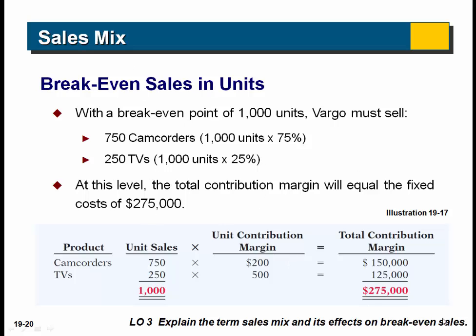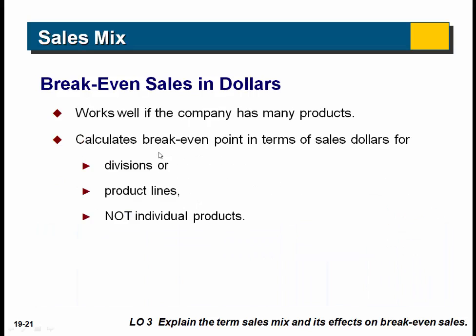750 and 250. And then you can take that, if you wanted to, and say, well, what are our selling prices for these? You take the selling price and extend it against the units, and that'll tell you what your break-even sales are. So this is how you can do the same thing with sales.